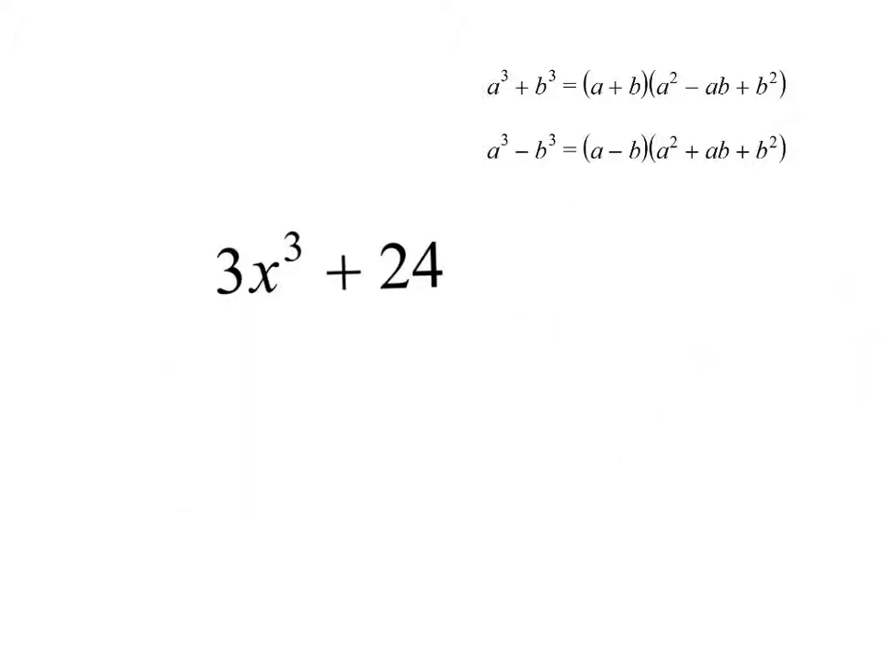Okay, here is this example. Now, as you can see, we cannot find an integer that we can cube to get 3. But we can find something to cube to get x cubed, which is x. For 24 also, we cannot find something to cube to get 24. 3 times 3 times 3 is 27. 3 cubed is 27. 2 cubed is 8.